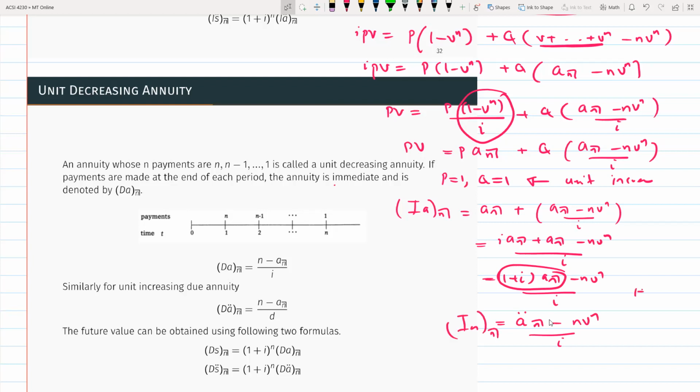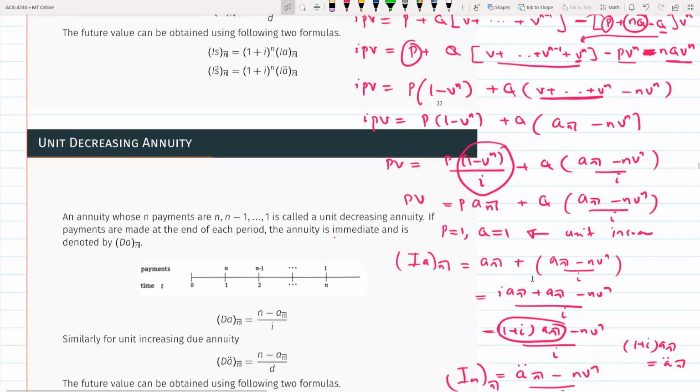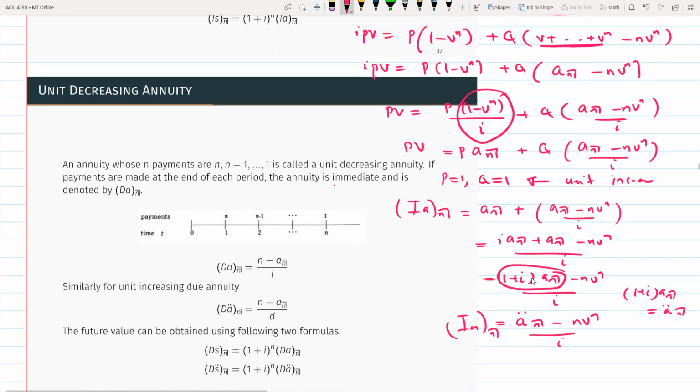So just check 1 plus i times an. Is it going to be a double dot n? You know both formulas, so you can check it. The same thing for decreasing. In that case, you set the Q to be -1. So in this formula, you would set P equal n and Q equal -1.